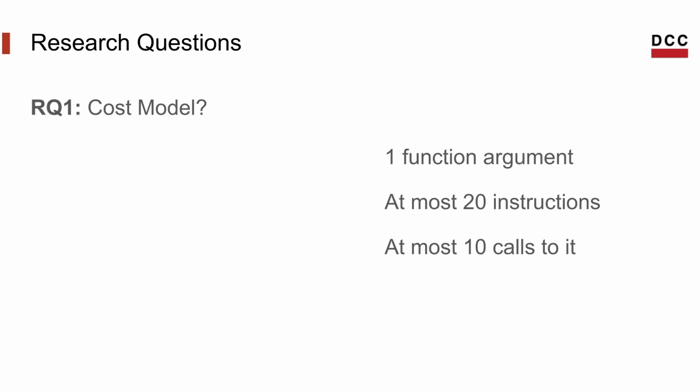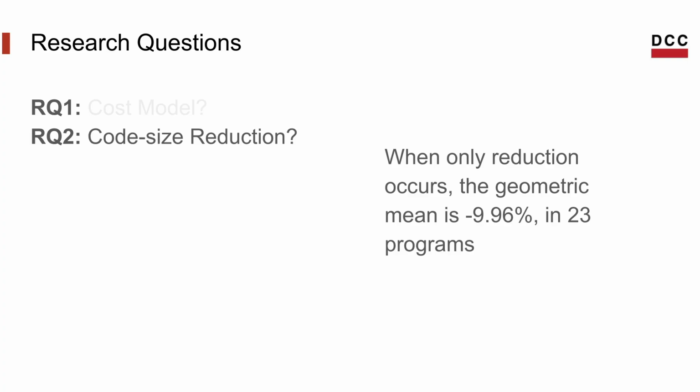To understand the results at a deeper level, we asked 7 research questions. The first one was to know the cost model of our program slicer, and we found out that the greatest reduction was achieved when slices had at most 1 function argument, at most 20 instructions, and no more than 10 calls to it. Regarding the code size reduction, we saw a reduction of 9.96% in 23 programs where both the text size and the number of LLVM instructions reduced.